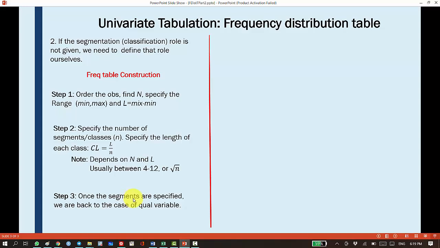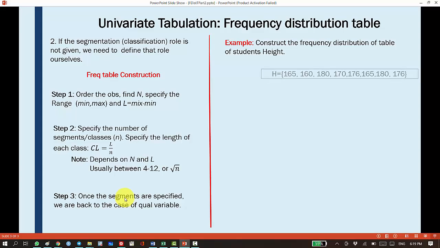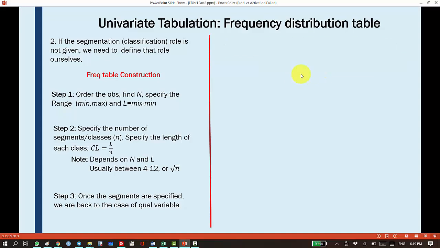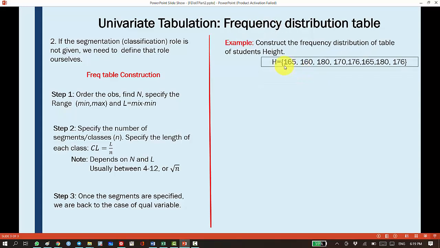Third, once the segments are defined, we are back to the case of a qualitative variable and we count the number of observations in each class. To make things clear, let's consider the height of some individuals in the following table and construct the frequency distribution table of these observations.